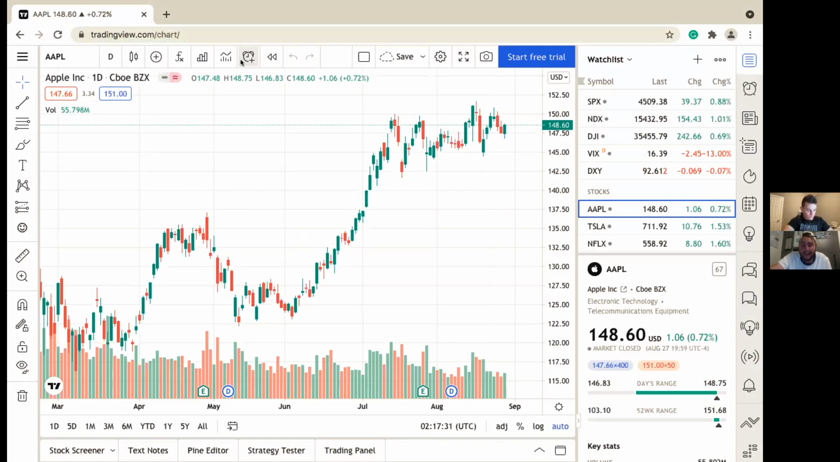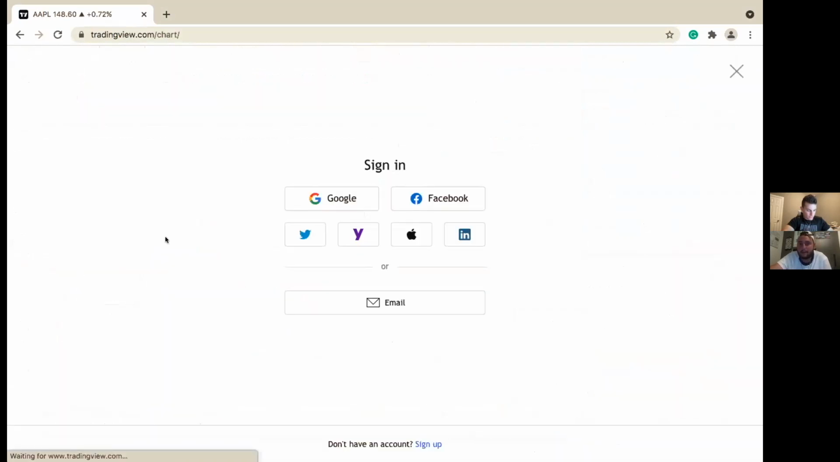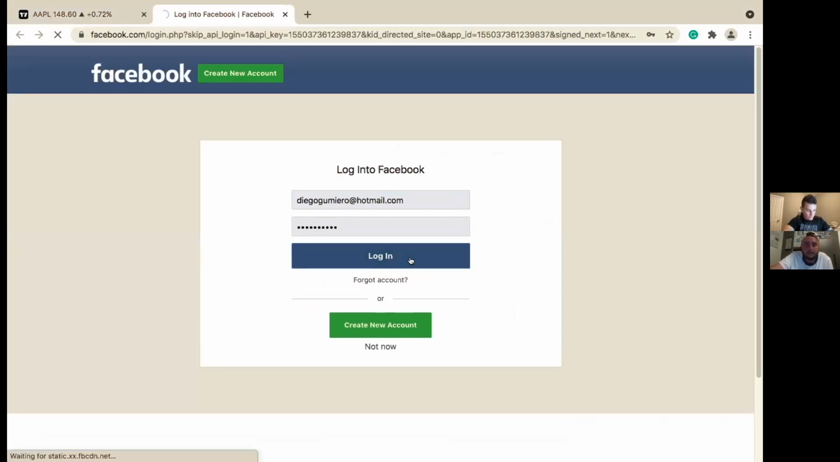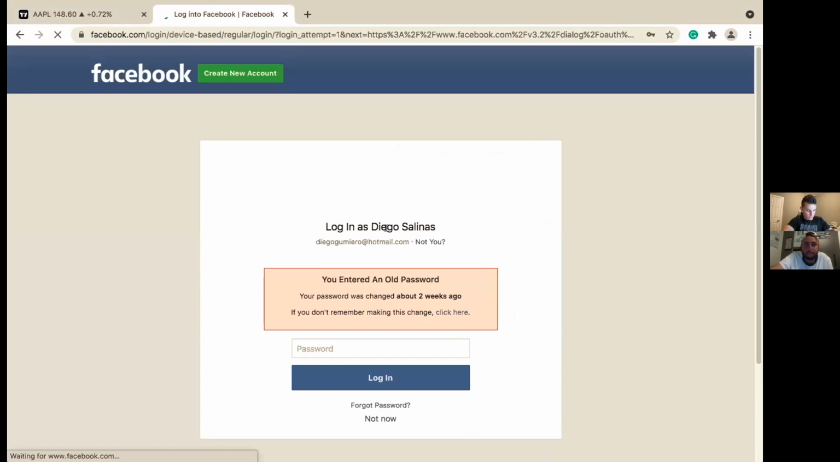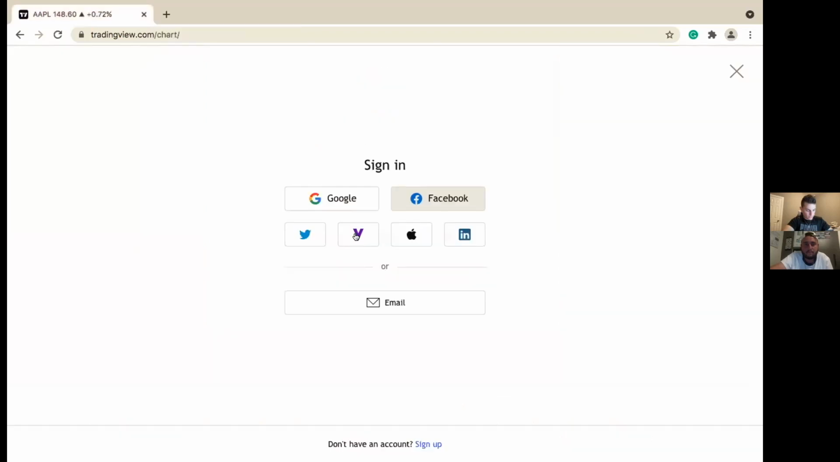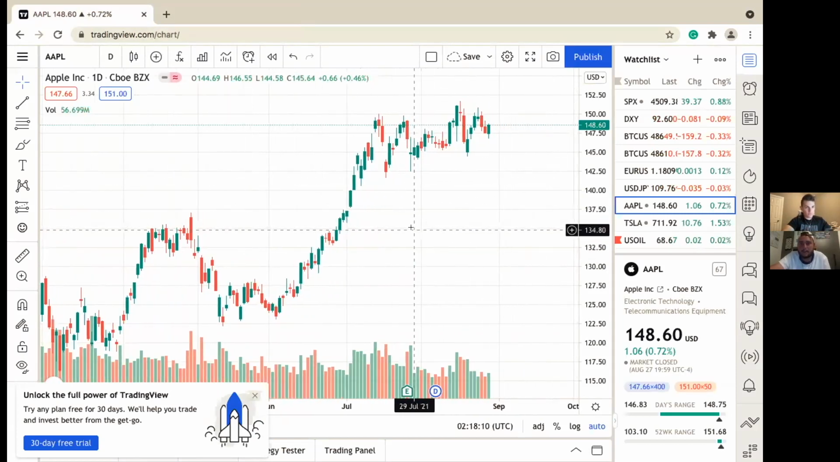So to add any indicators, make sure you guys open up a free account. You guys can come to these three stripes, click sign in or join now. Okay, I'm gonna sign in with mine. I'm gonna sign into my TradingView. Okay. Boom. So everybody should have the same thing that I have here, same chart that I have here.